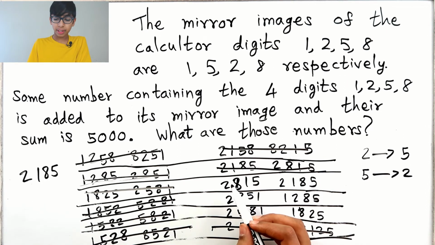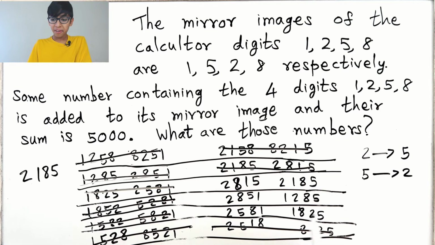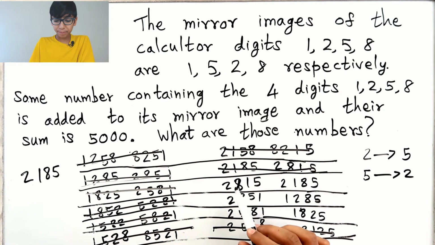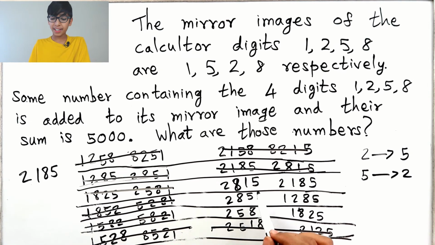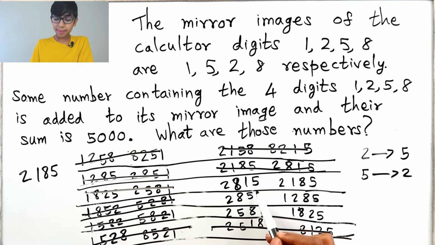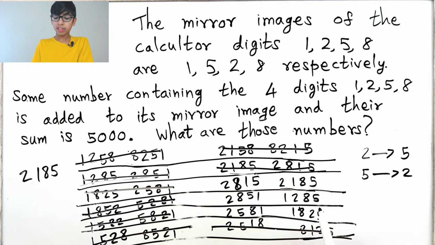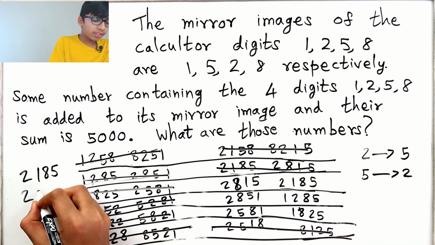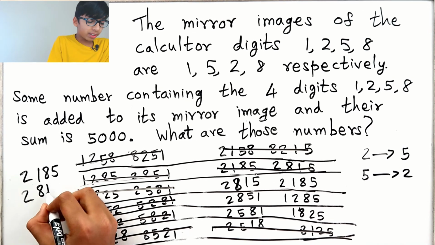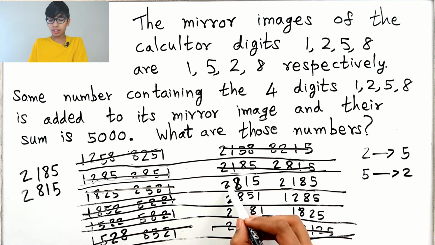Okay, let's look here. Oh, wow. If you look here, 2815, right? This is the same number as this, and this number is the same as here. So that means we know if we add them, it equals 5,000. So now another answer is 2,815. Now let's cross that out.